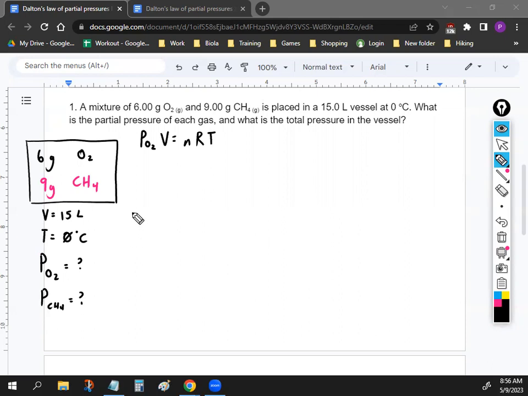So let's plug in our numbers. Since we're looking for the pressure of oxygen, we're going to leave that alone. What is the volume of the oxygen? Yeah, it's 15 liters. It's just going to be the size of the container. Remember, gases spread out, so it doesn't matter how many gases are in there. The volume is going to be the size of the container.